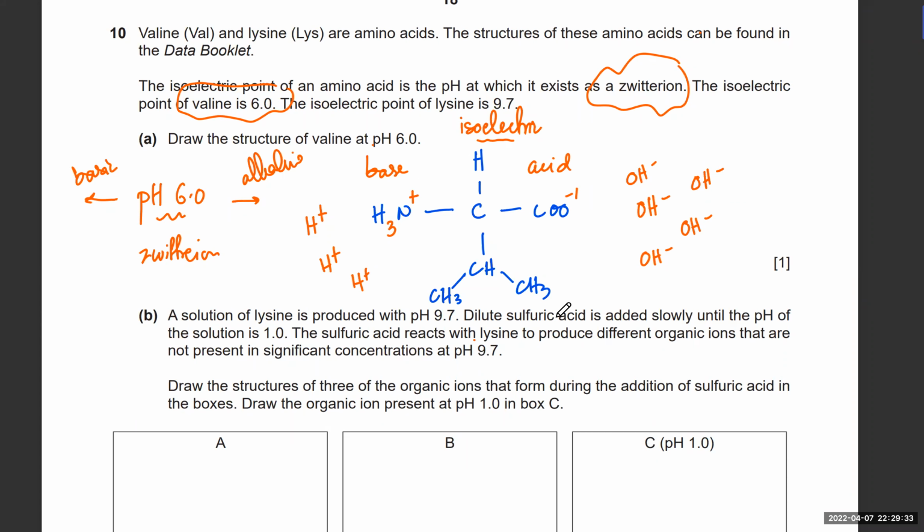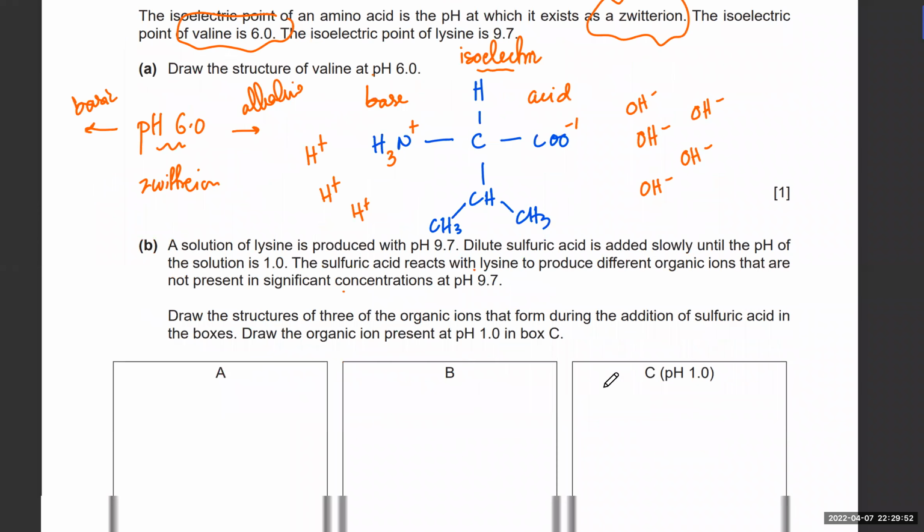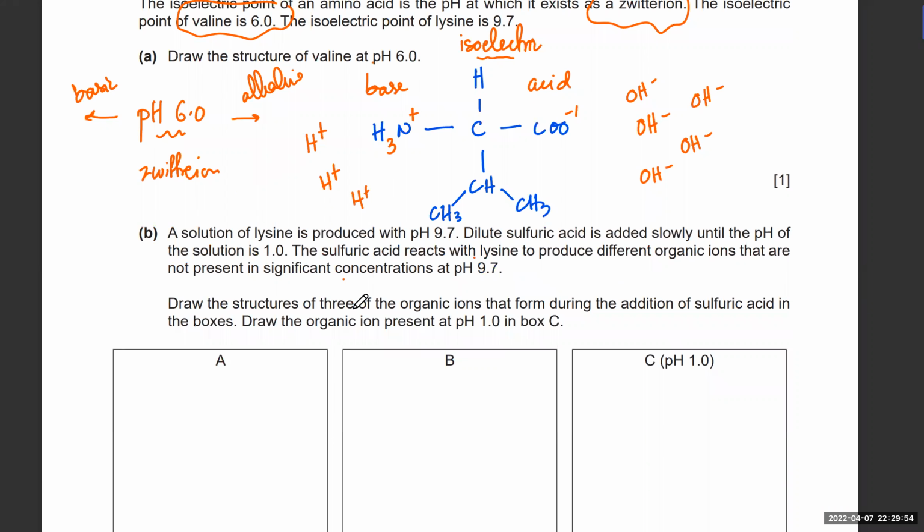Then he's adding sulfuric acid. The sulfuric acid reacts with lysine to produce different organic ions that are not present in significant concentration at pH 9. Now you've made the pH too acidic. And he's talking about lysine over here. Draw the structure of the 3 organic ions that form during the addition of sulfuric acid in the boxes. Draw the organic ion present at pH 1 in box C.